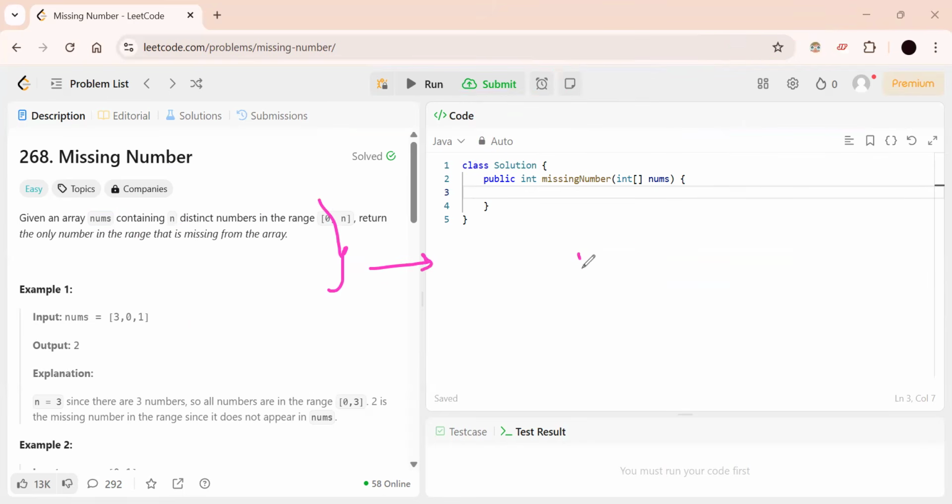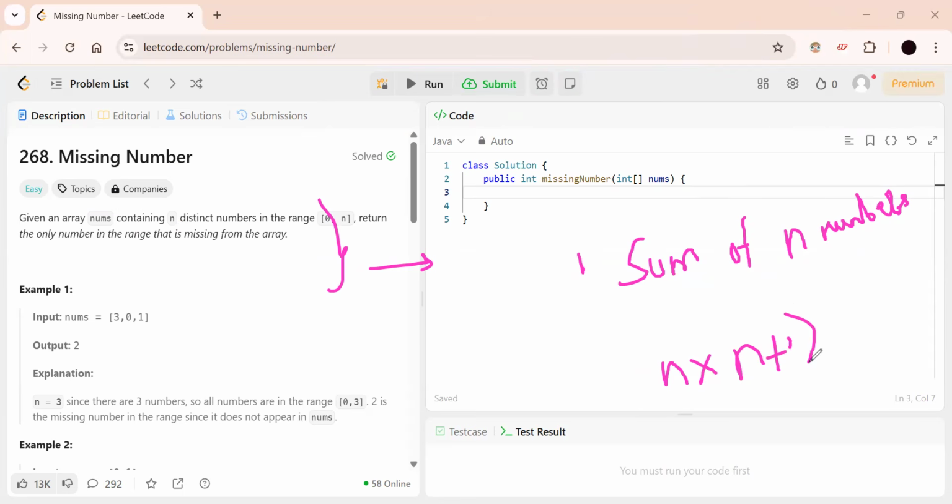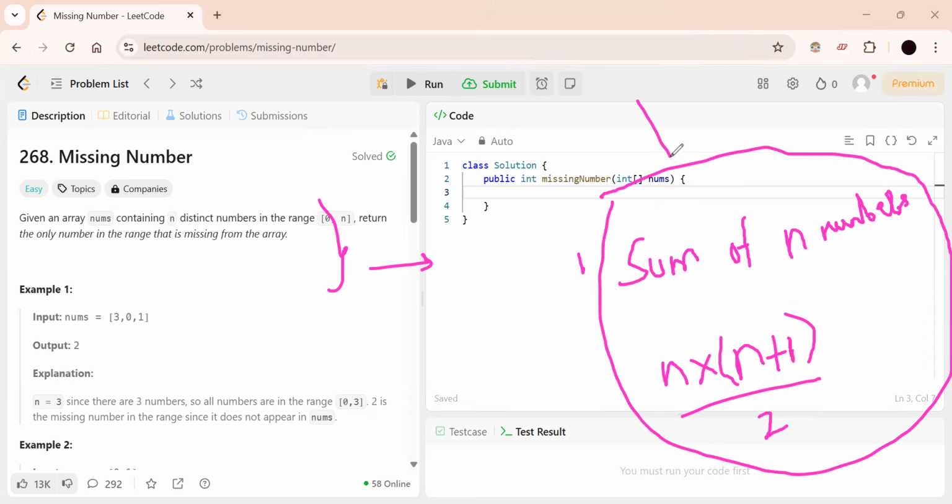There is a formula to find the sum of n numbers. Does anyone remember what the formula was? Yes, it is n into n plus 1, whole divided by 2. To find the sum of n numbers, this is the formula. You might be thinking, what is the purpose of the formula? We need to find the missing number. Here comes the point.